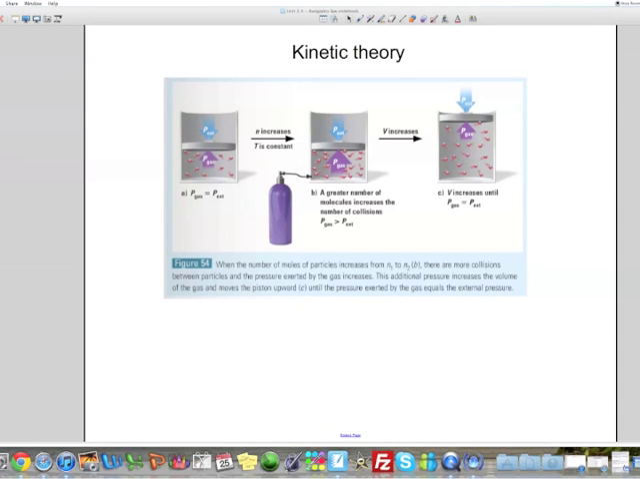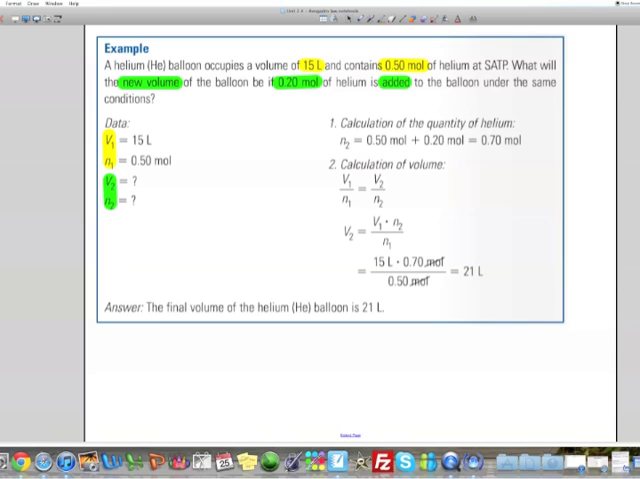If you look at your textbook, you have a few mathematical examples of problems about Avogadro's law. So here's the first one. I highlighted for you in yellow the V1 and N1, and in green the V2, which we're looking for. And N2 actually is not 0.2. If you read the question properly, it says, what will the new volume of the balloon be if 0.2 mole of helium is added to the balloon?